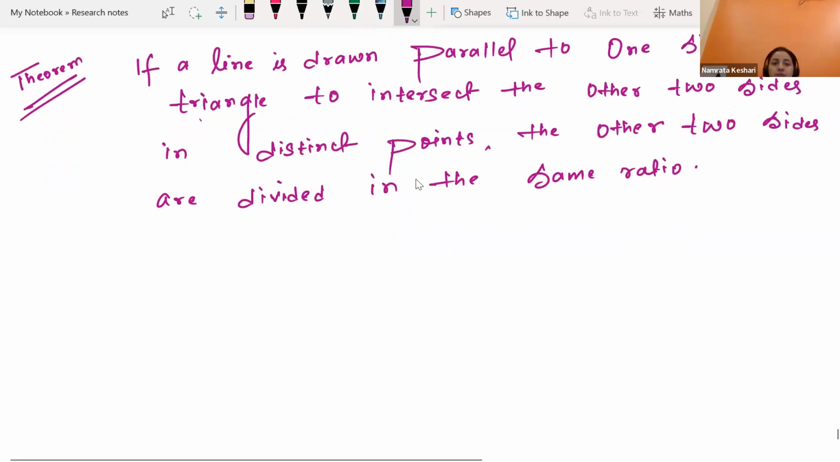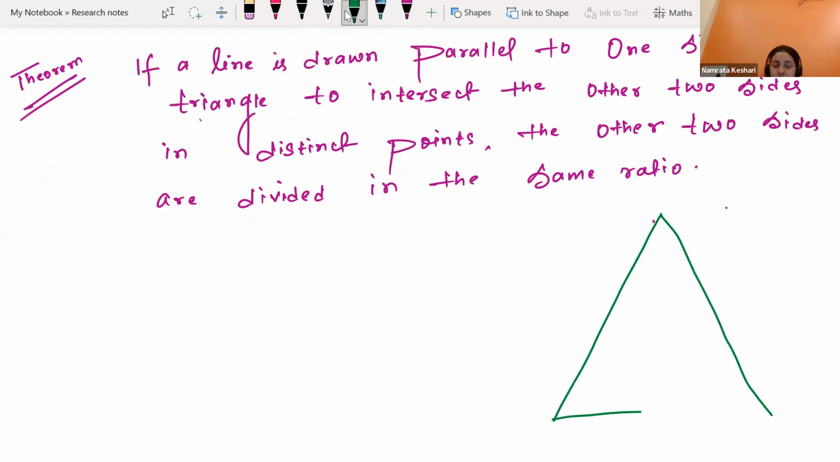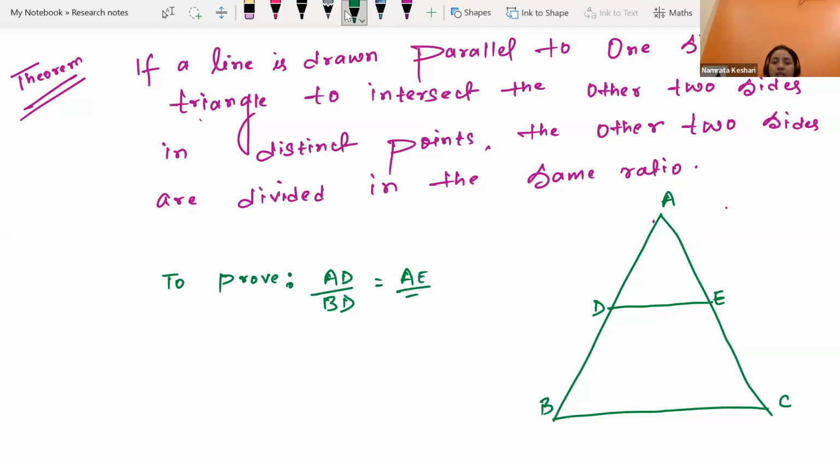So yeah, let's prove it. We are having a triangle. Let's say it is ABC. We are having a line which is parallel to BC. DE is a line which is parallel to BC. Okay, we have to prove that AD by DB is equal to AE by EC.